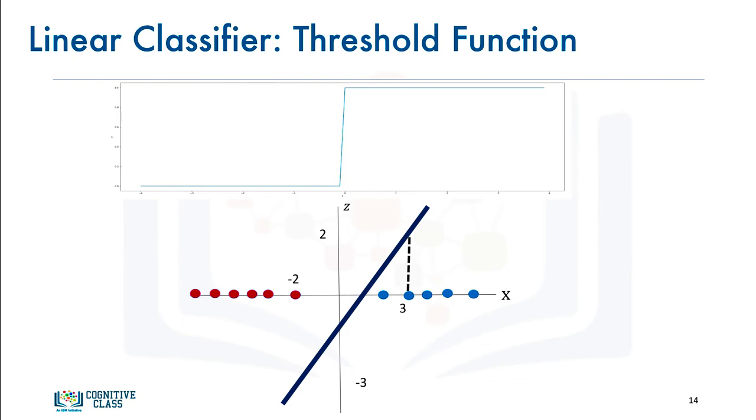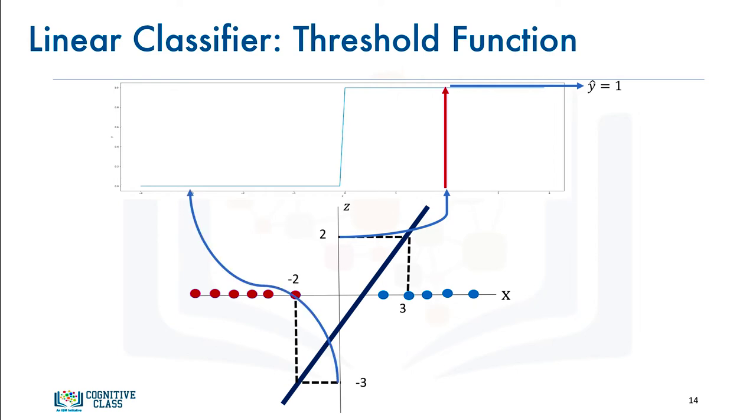Let's look at when we combine our linear classifier with the threshold function. Plug in the value of 3. The value of z is 2. We pass it through the threshold function, and we get a 1. Similarly, if we plug in a value of negative 2, the value of z returns a negative 3. We pass it through the threshold function, and we get a value of 0.